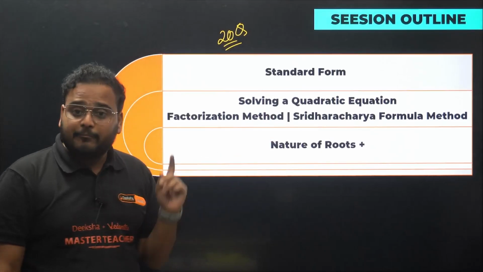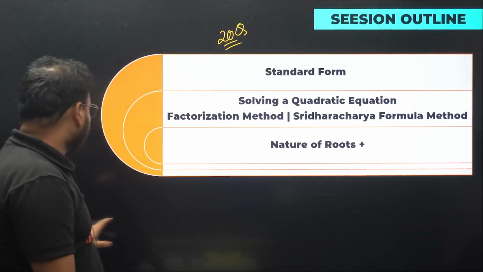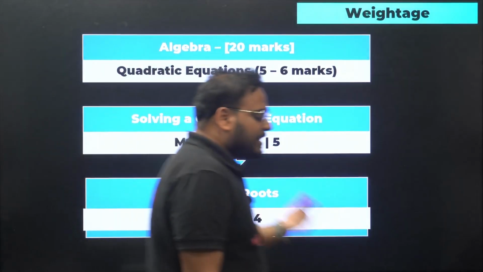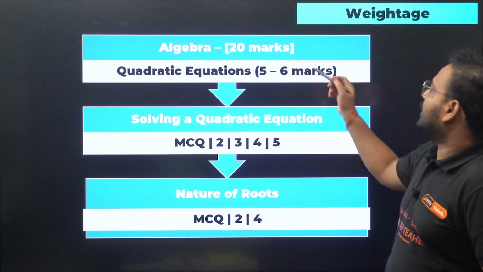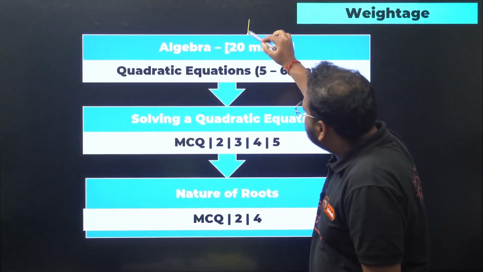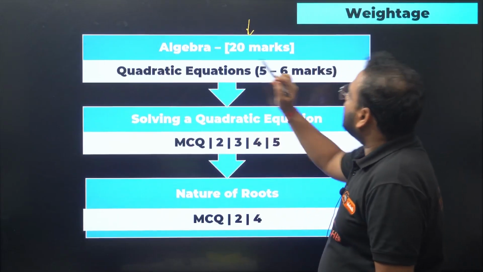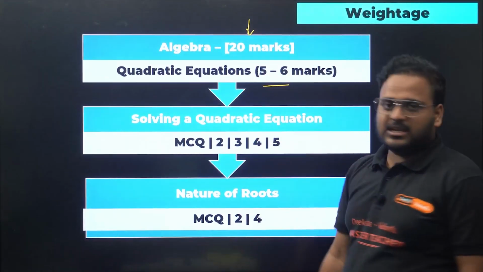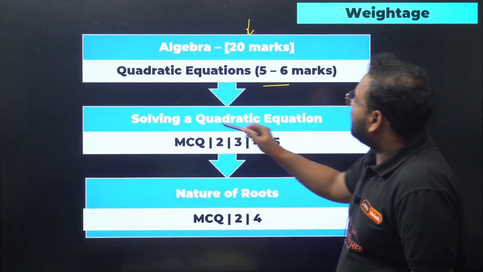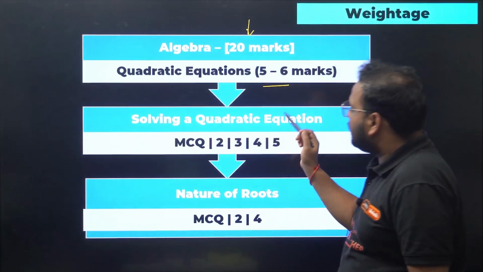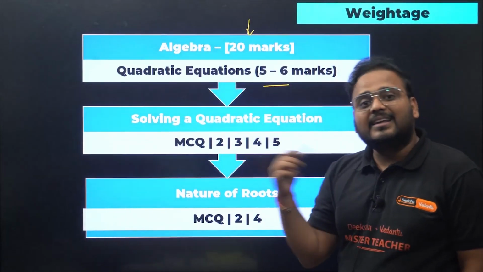And the very basic, very important part of this chapter is that if you see the weightage category, right? The entire algebra has 20 marks coming from it, and the quadratic equation itself has 5 to 6 marks. Okay, now you can see whether it is solving a quadratic equation or the nature of roots, the question categories are from everything.